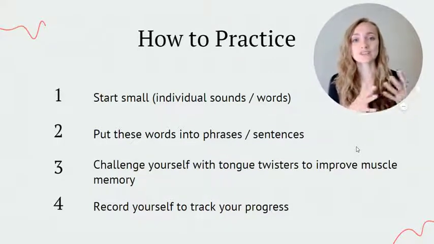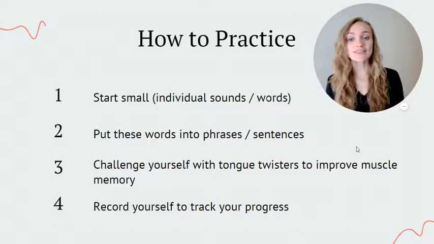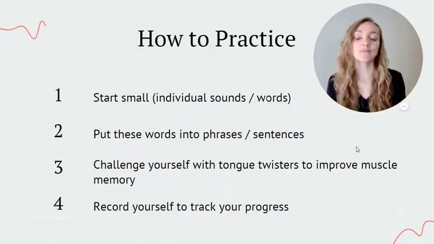And then we're going to challenge ourselves when we keep getting more and more confidence and we're building that muscle memory. We're going to challenge ourselves with tongue twisters to help improve that muscle memory and make it quicker, right? More natural, speedier. And then a really important part is recording ourselves to track our progress.